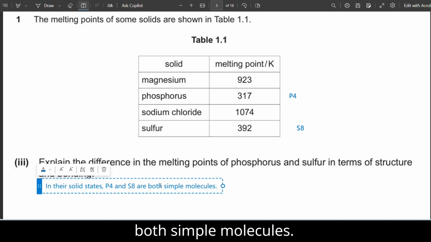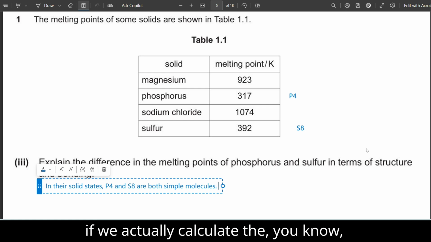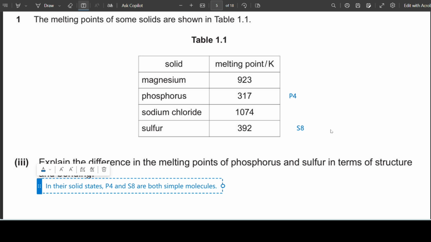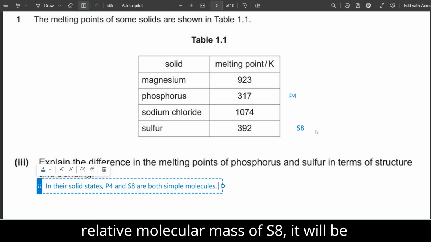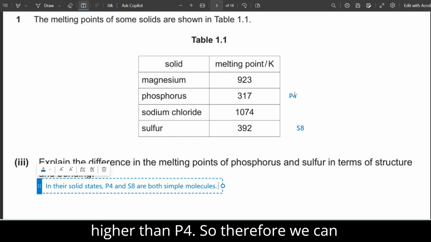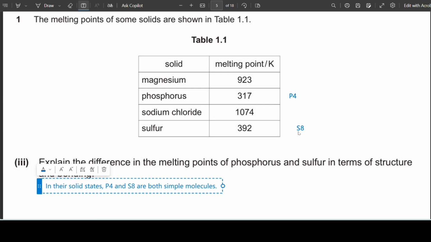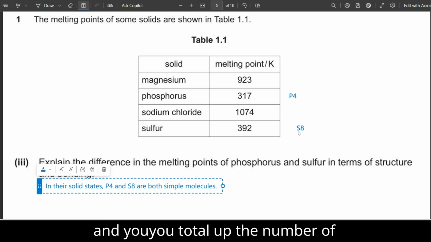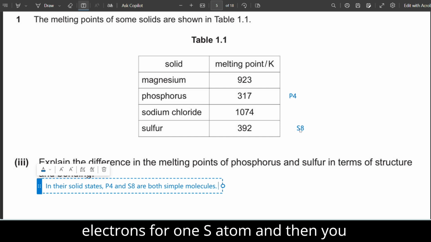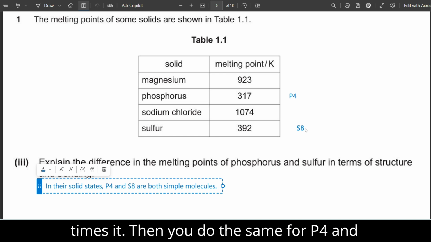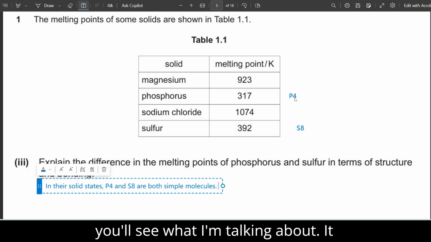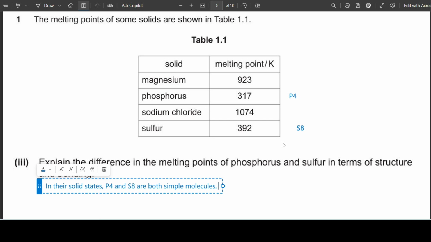Both simple molecules. But note here, if we calculate the relative molecular mass of S8, it will be higher than P4. So we can also conclude that the number of electrons in S8 is more than P4. If you still do not understand this, go to the periodic table and total up the number of electrons for one S atom and then multiply by 8. Then do the same for P4 and you'll see what I'm talking about. It will be so much higher.